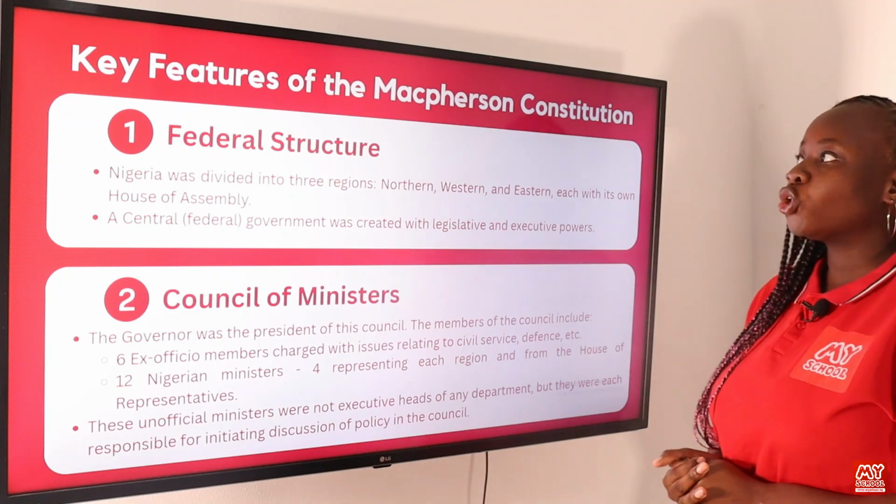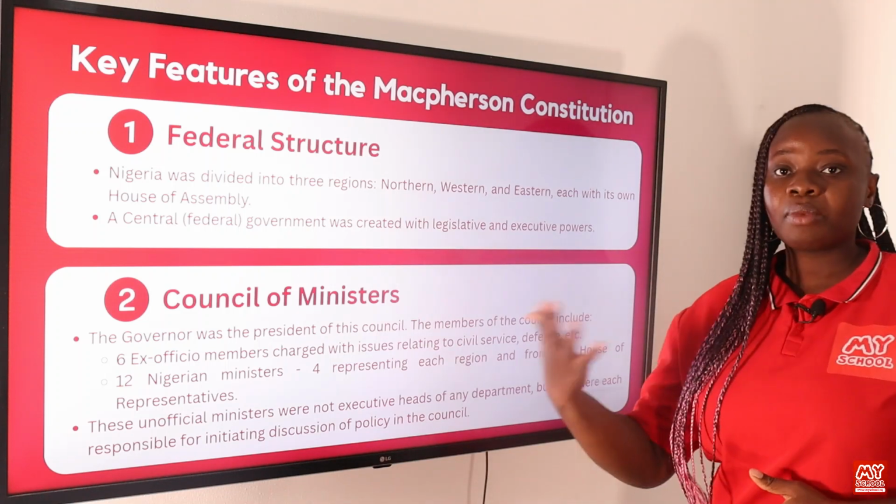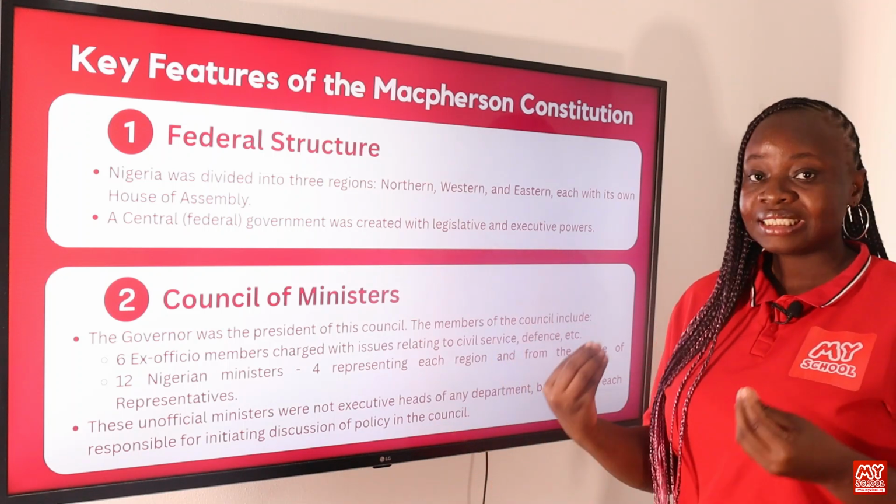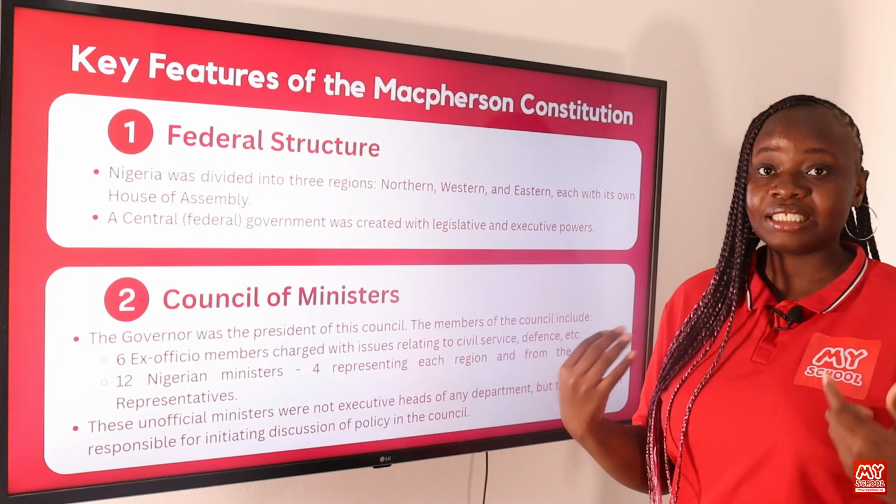All right, what are the key features of the Macpherson Constitution? So after the Macpherson Constitution was written, we discovered that these are the various features that characterize the Macpherson Constitution.